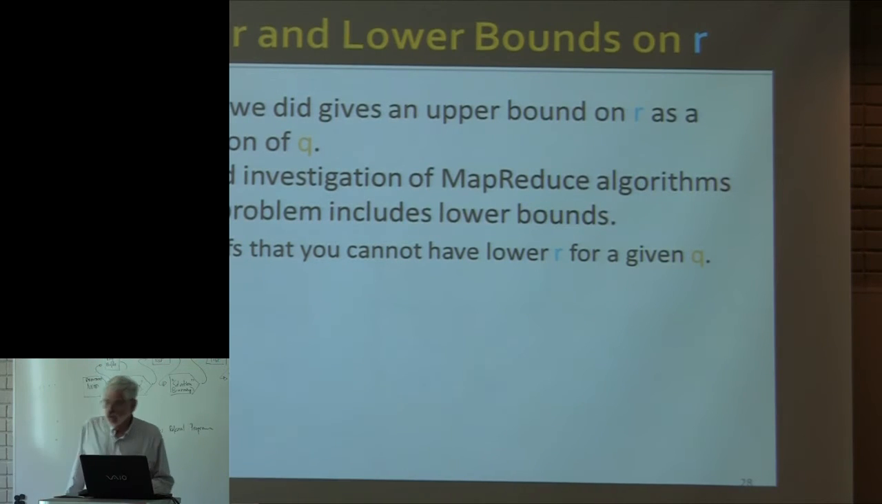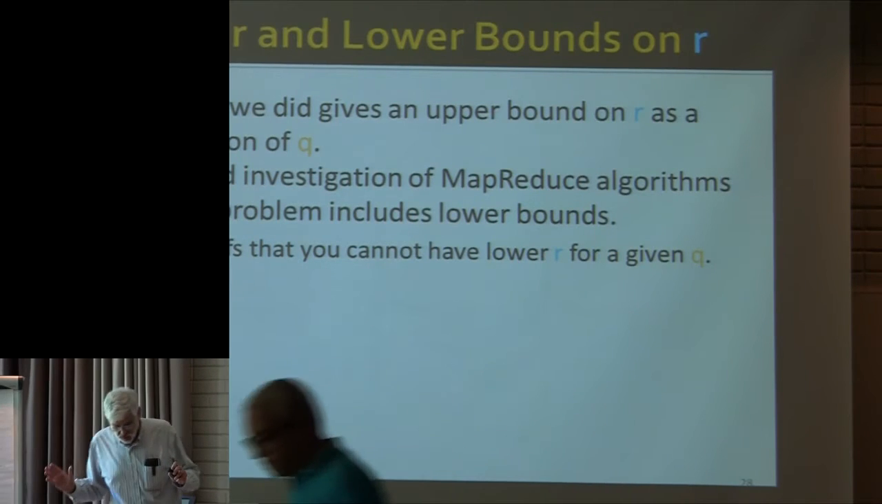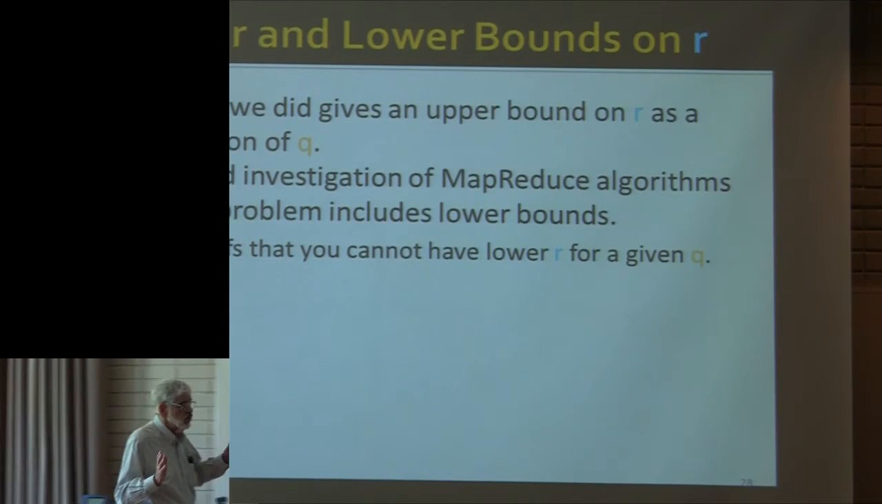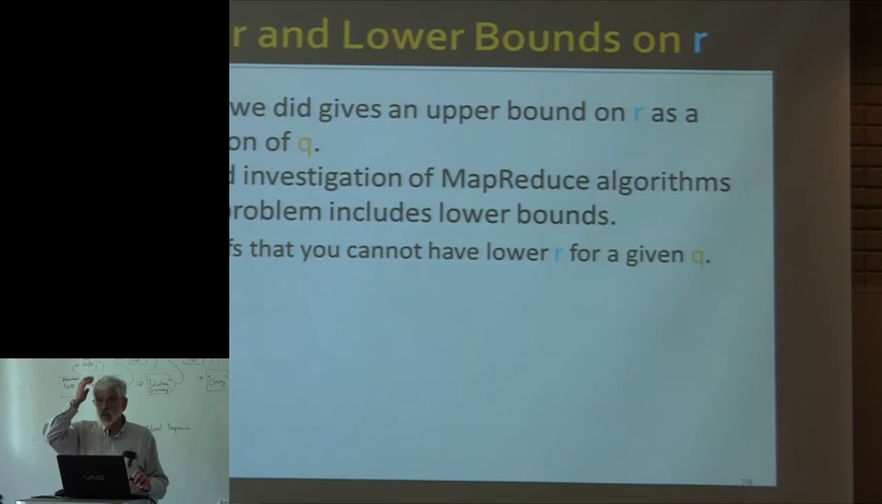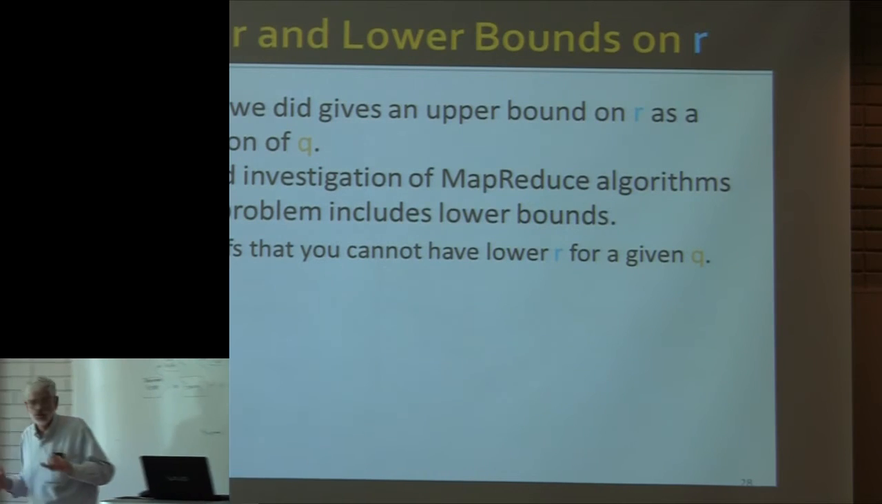At any rate, what I gave you was an algorithm for this all pairs or drug interaction problem that gave you an upper bound on how many times you have to replicate in order to have a small value of the reducer size.